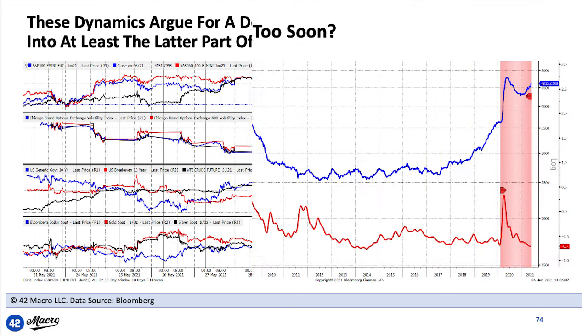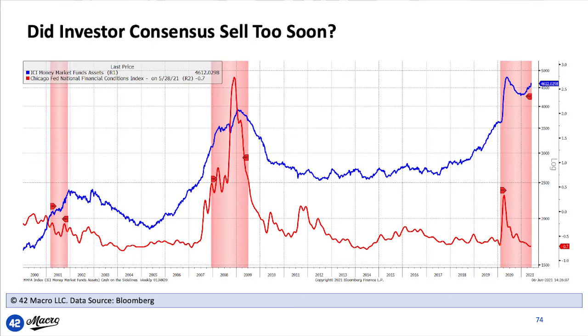In slide 74, did investor consensus sell too soon? You look at cash and we're about to make a new high in cash. And if we keep this pace up over the next few weeks, normally we're raising cash when financial conditions are tightening. Investors are raising cash as financial conditions ease. So either everybody is a genius and they're perfectly getting out right at the top, or what's more likely to happen is that that cash that people raised is going to get deployed into higher prices because we stayed in a positive market regime cycle.